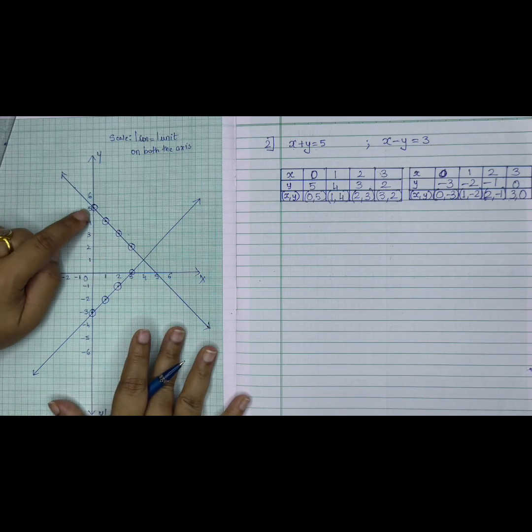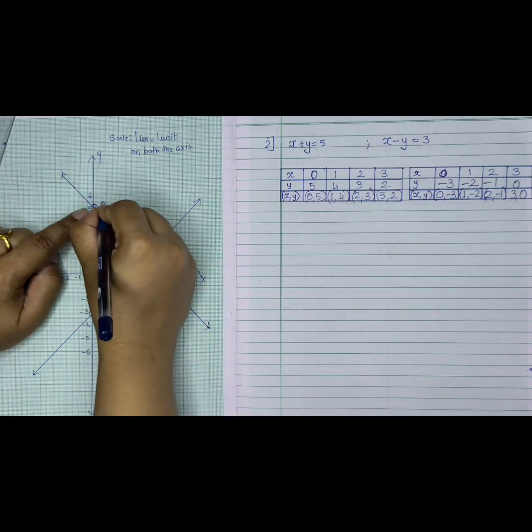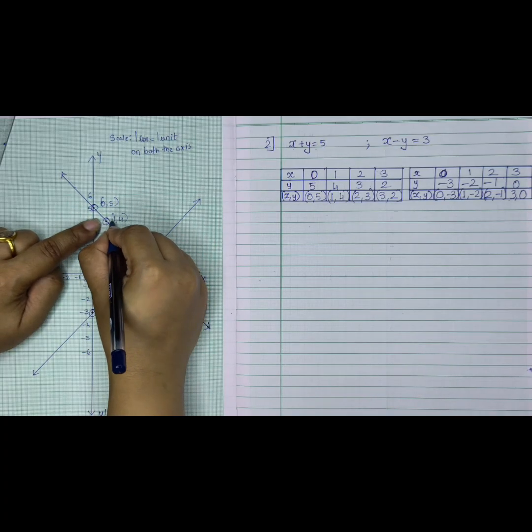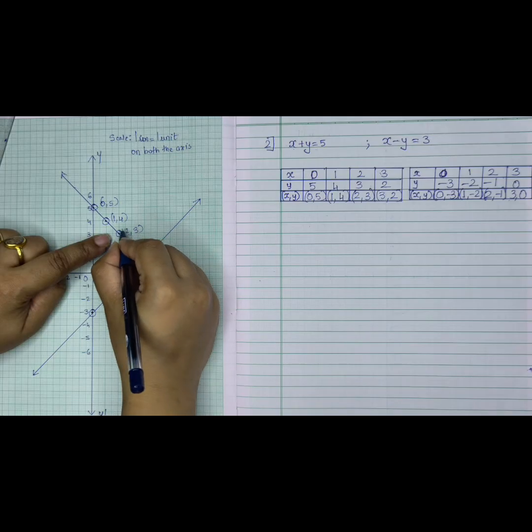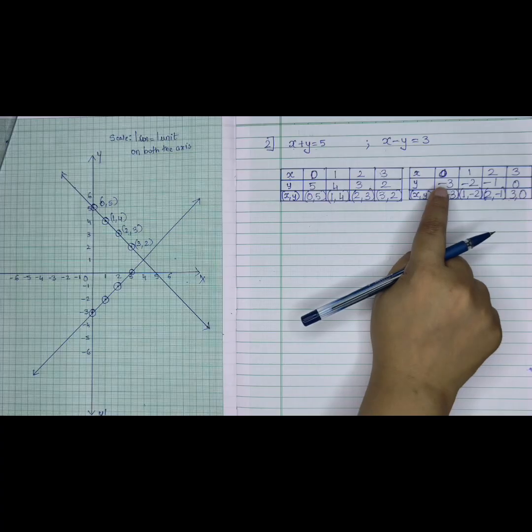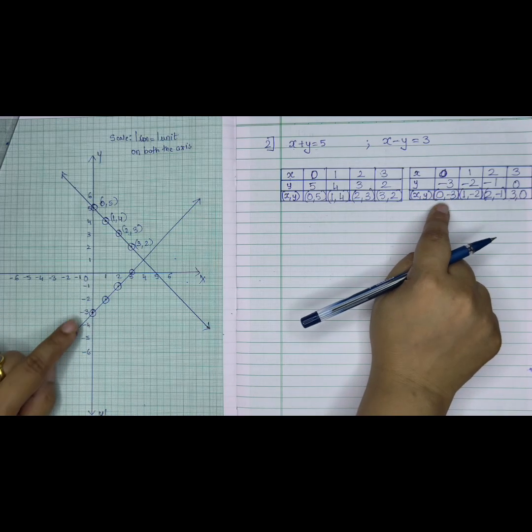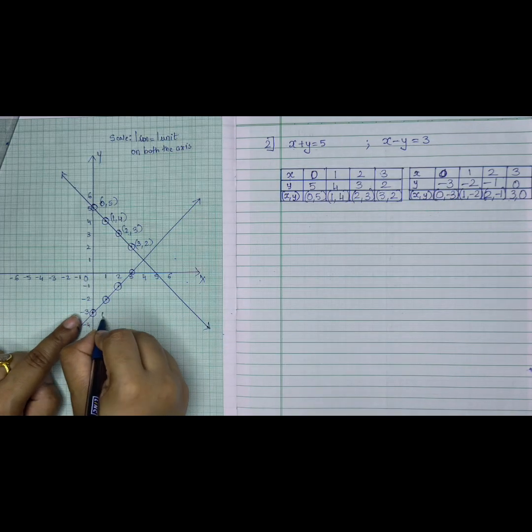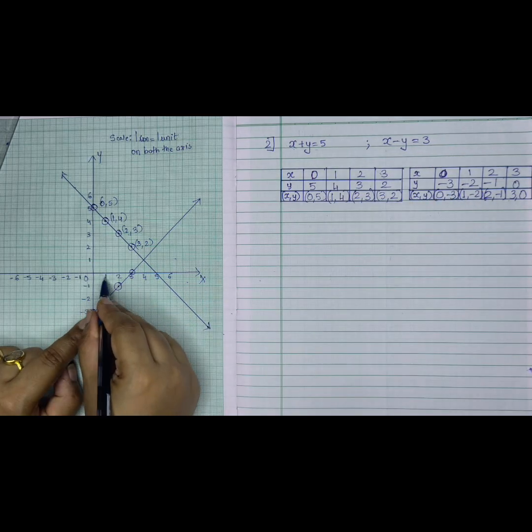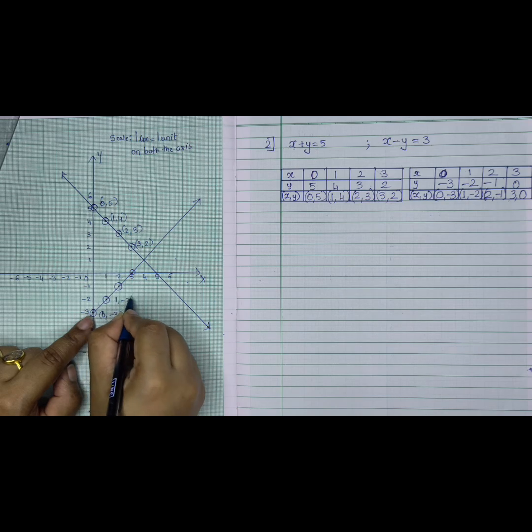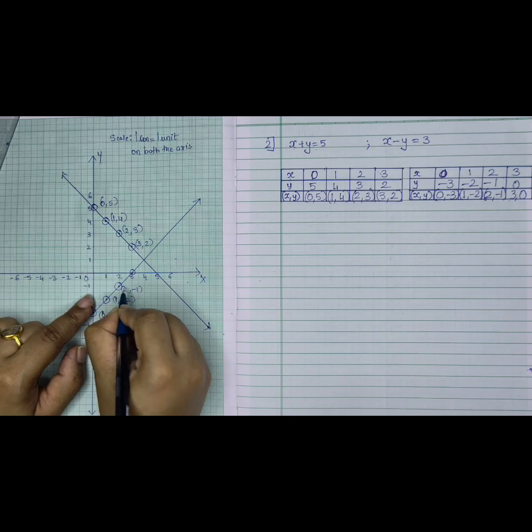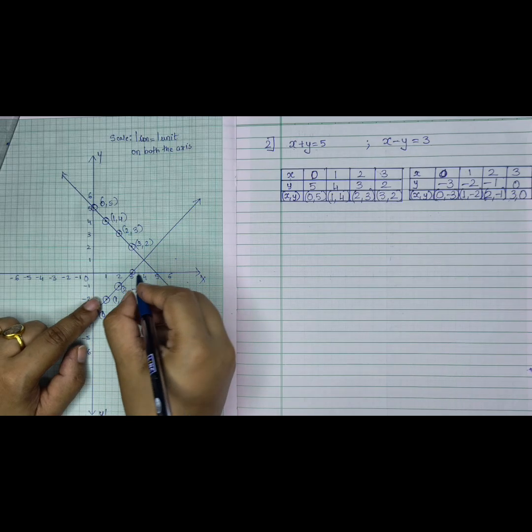Now see here, the first one was 0 and 5. Here you can write 0, 5. Next was 1, 4, next is 2 and 3, next is 3 and 2. Same way over here. First one was 0 on the x-axis, and this was minus 3. So we will write first 0 and minus 3. Next one was 1 and minus 2. Next is 2 and minus 1, and over here is 3 and 0.